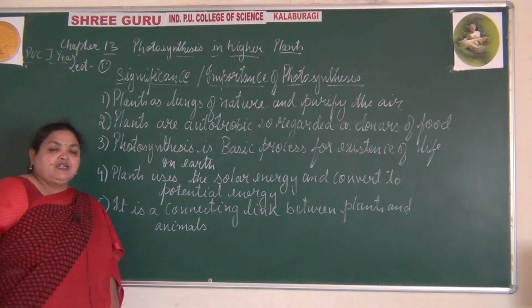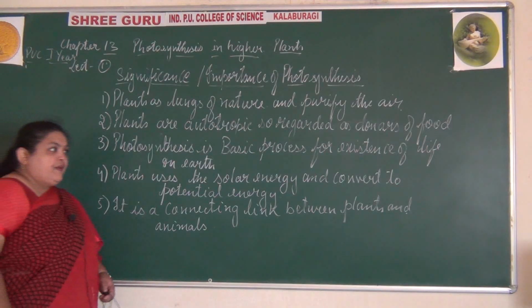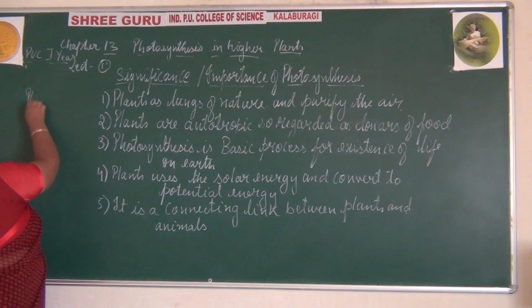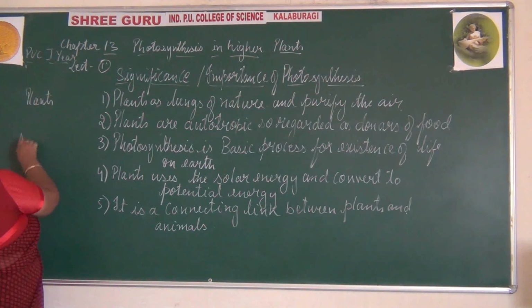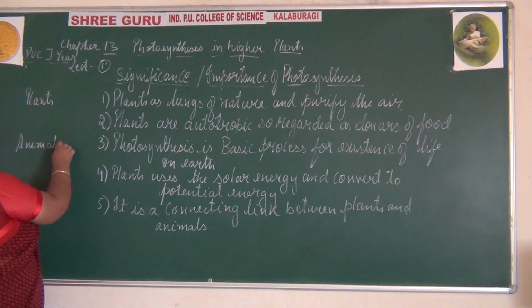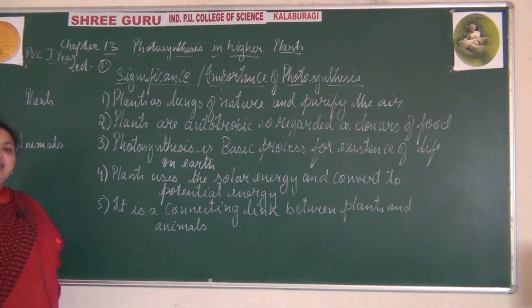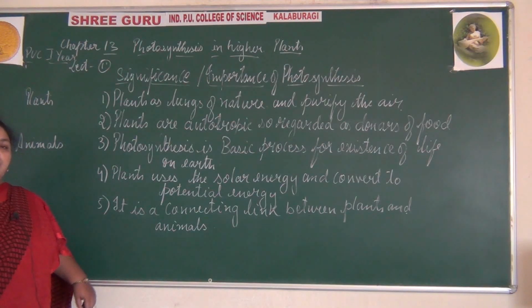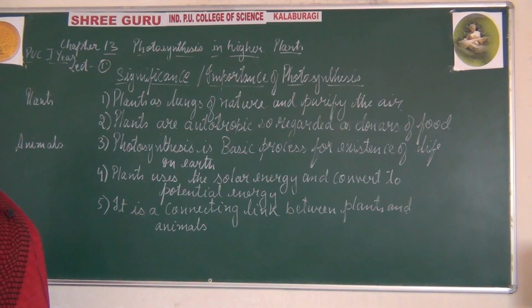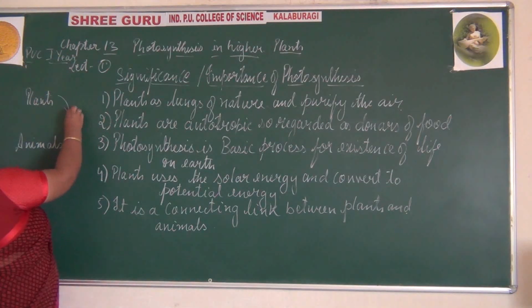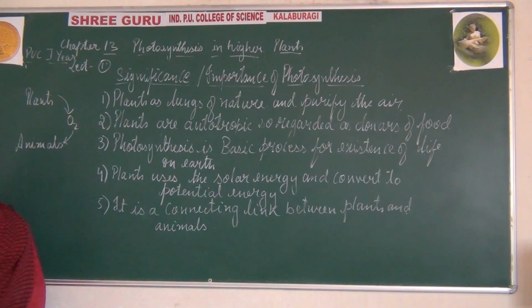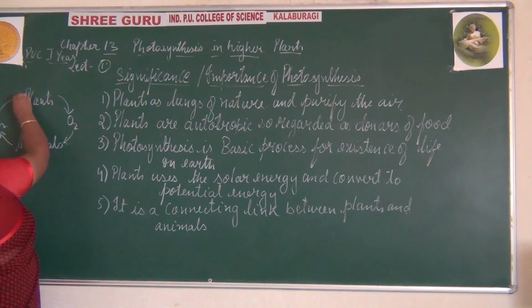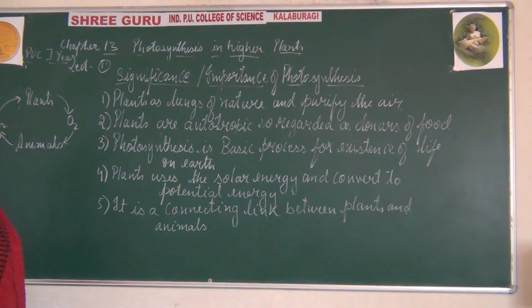There are biotic factors and abiotic factors. Biotic factors are plants and animals. Abiotic factors are air, water and soil. So it is connecting the plants and animals. With a simple example, plants release oxygen consumed by animals. Animals release carbon dioxide which is again consumed by the plants. There is interdependence between the plants and the animals.